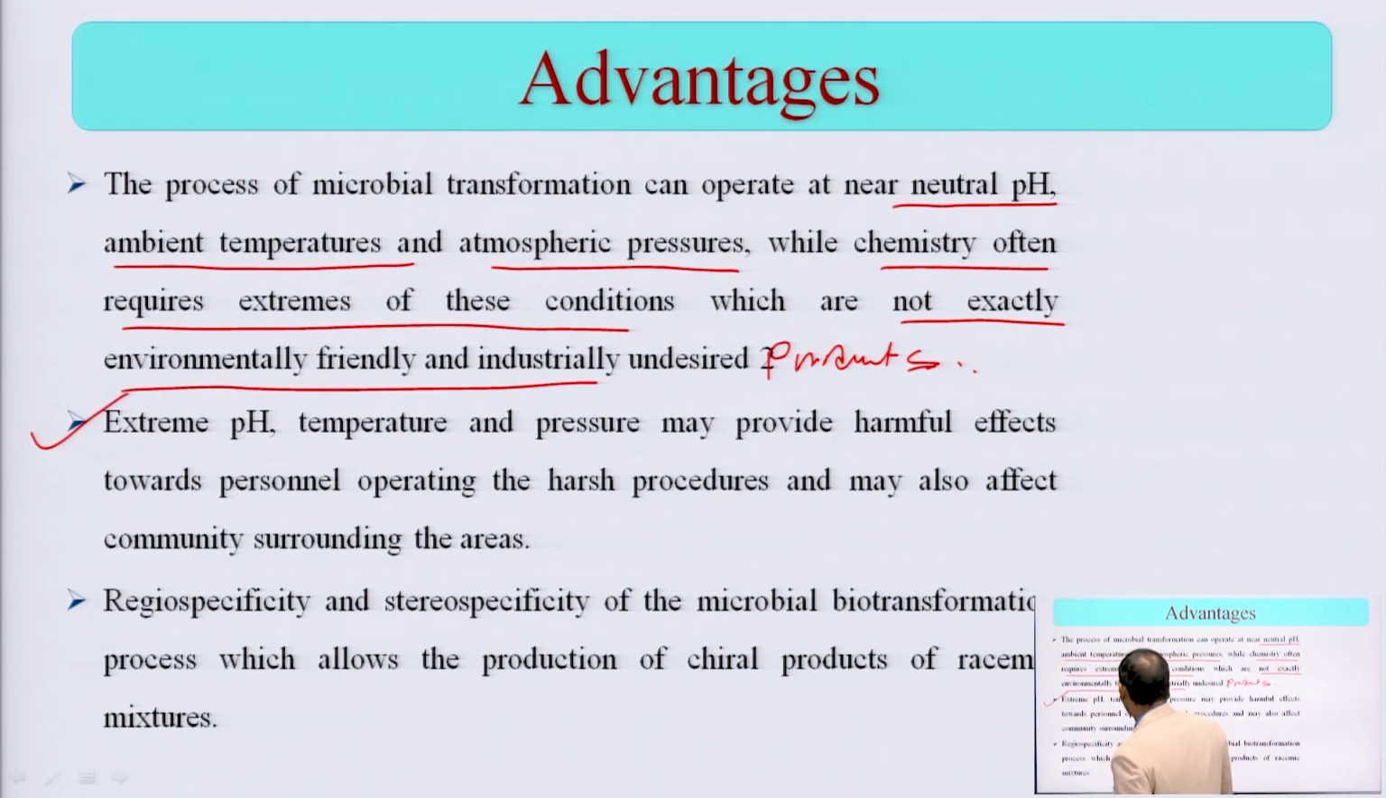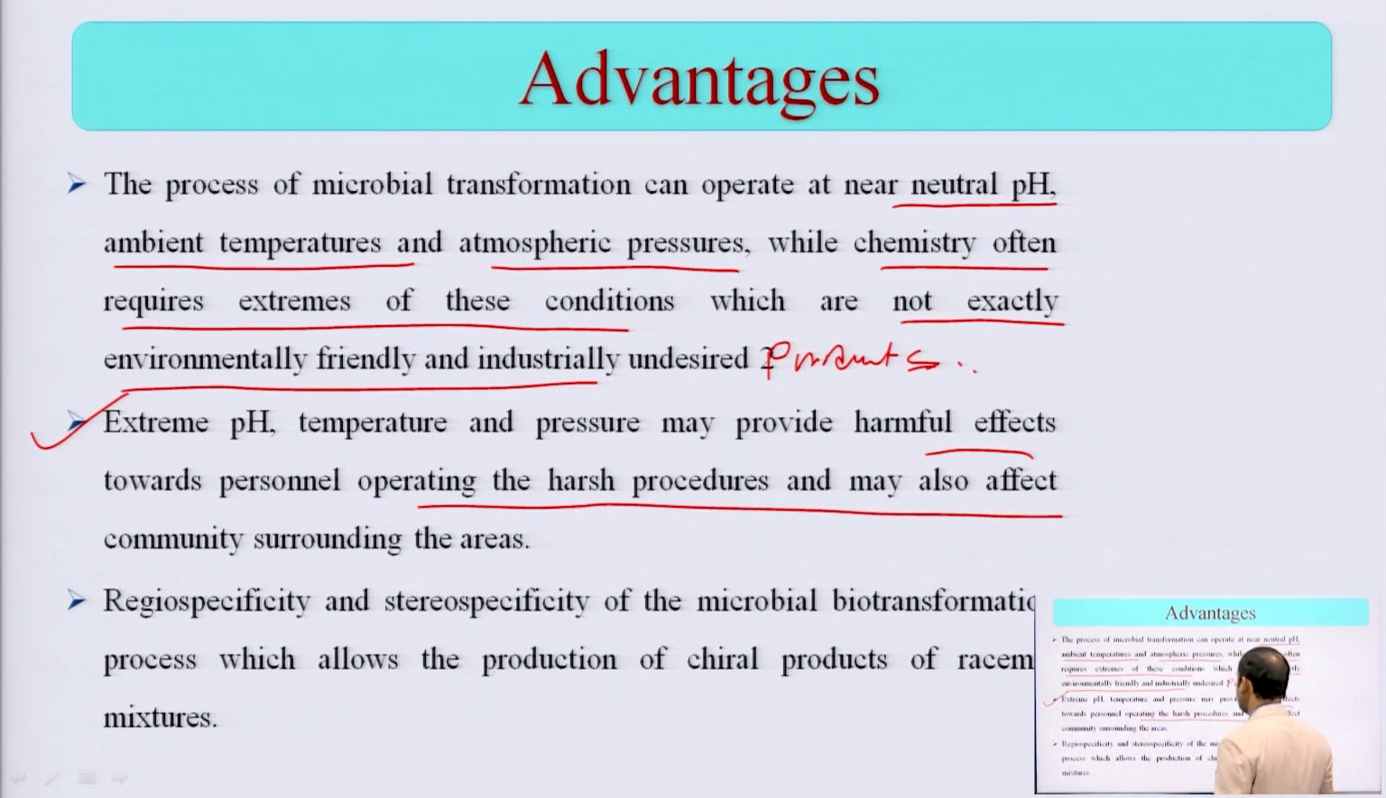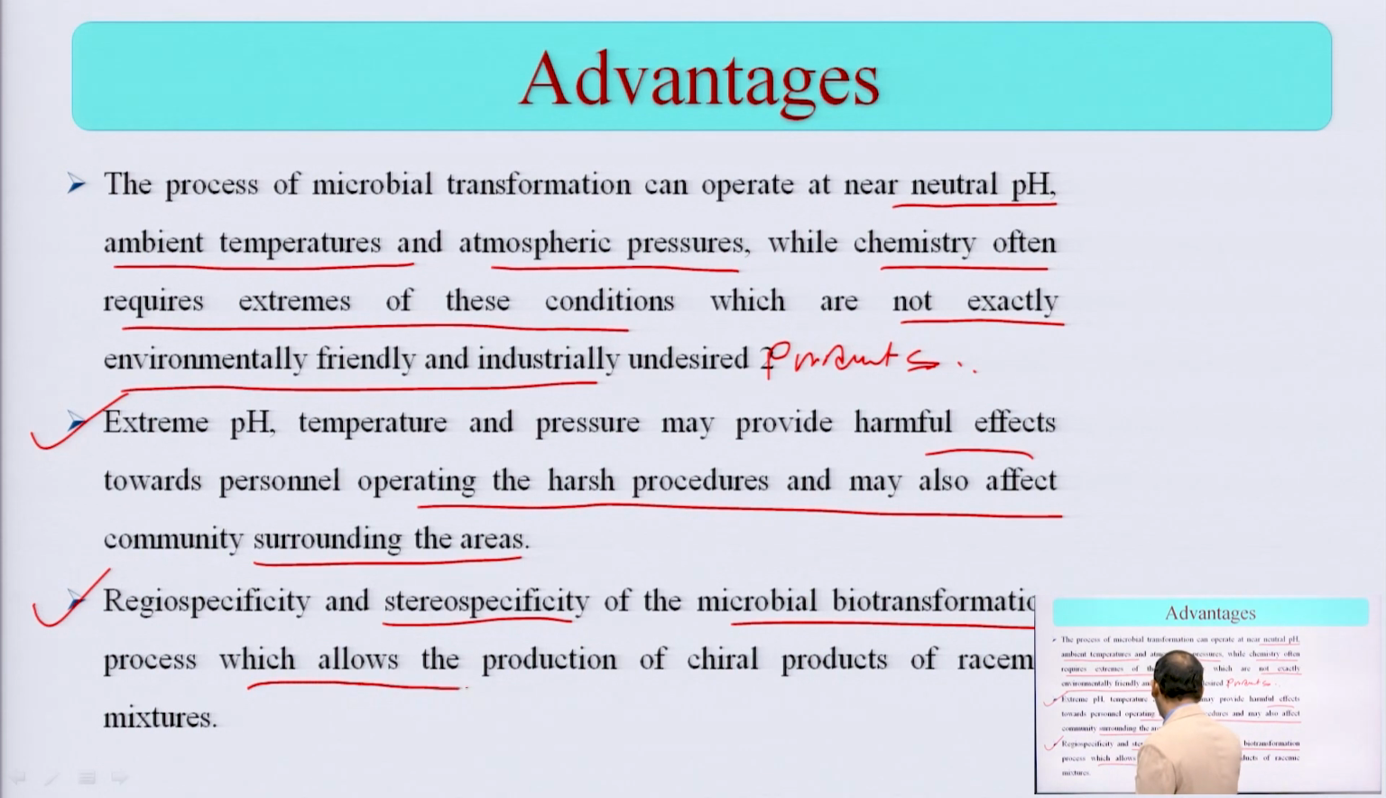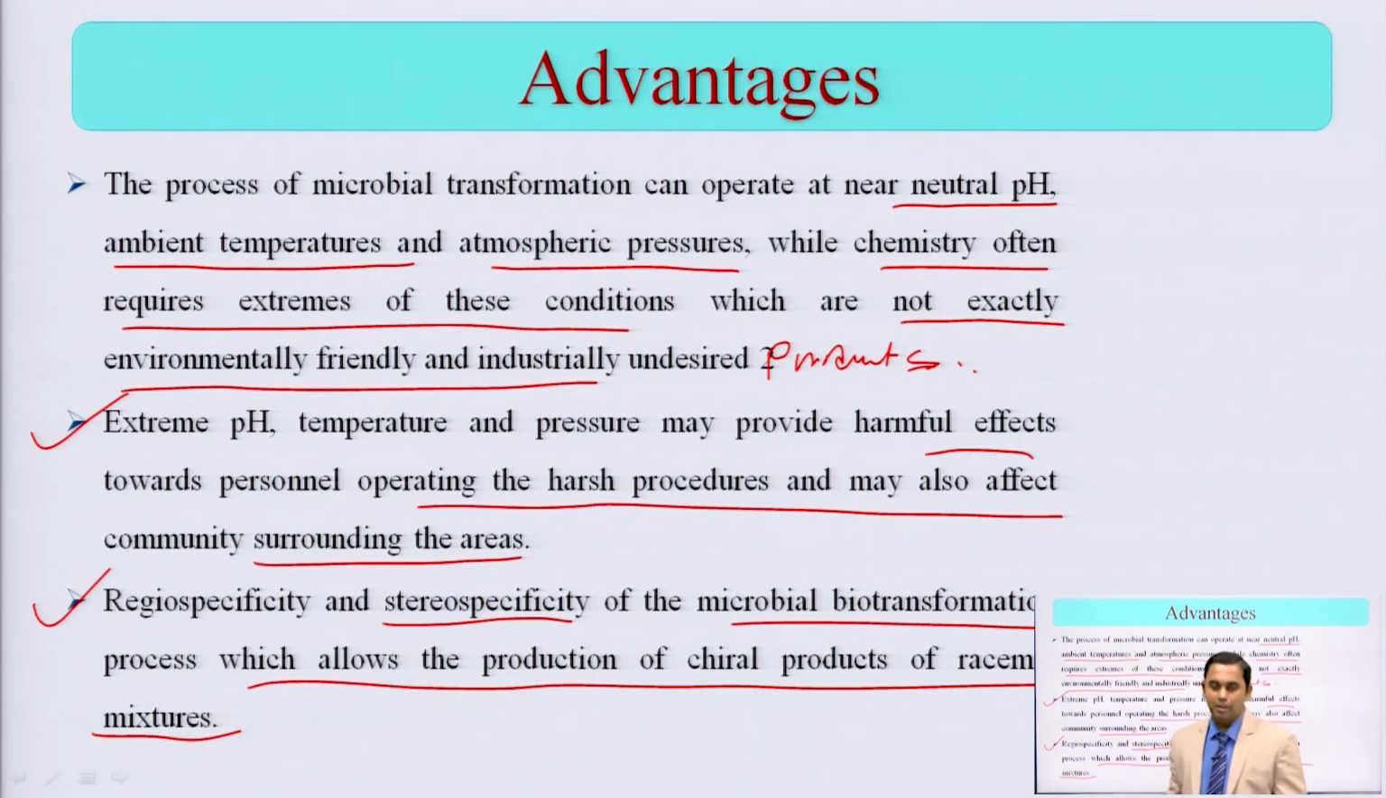Another thing, extreme pH, temperature and pressure may have harmful effects. Okay. If you do some activity in industry and you are providing extreme pressure, pH and temperature, they may have harmful effects towards the personnel operating the harsh procedure, or may also affect the surrounding community in the area. Then also the regiospecificity and stereospecificity of the microbial biotransformation process allows the production of a chiral product or racemic mixture. Can you see? Your pure chemistry is actually coming into this picture. So, these things are only possible through microbial biotransformation.